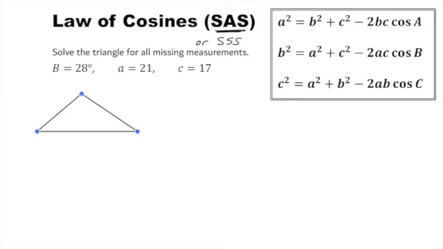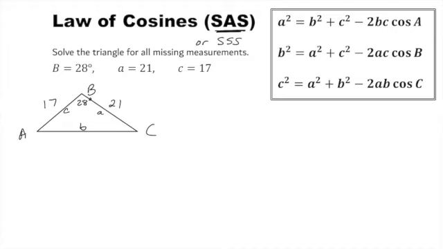What we mean by that is, just drawing a generic triangle here to represent what we've been given. Label it any way you like, A, B, C, just to help visualize these things. Side B is what's across from angle B. Side C is what's across from angle C. Side A is across from angle A. So we have been given side A is 21. We've been given side C is 17. And we've been given angle B is 28 degrees.